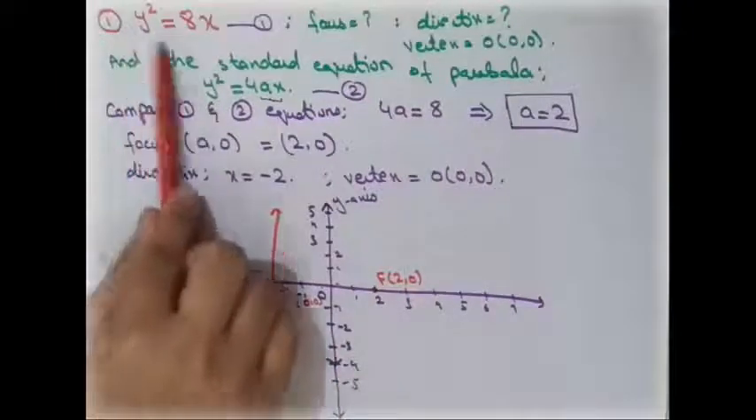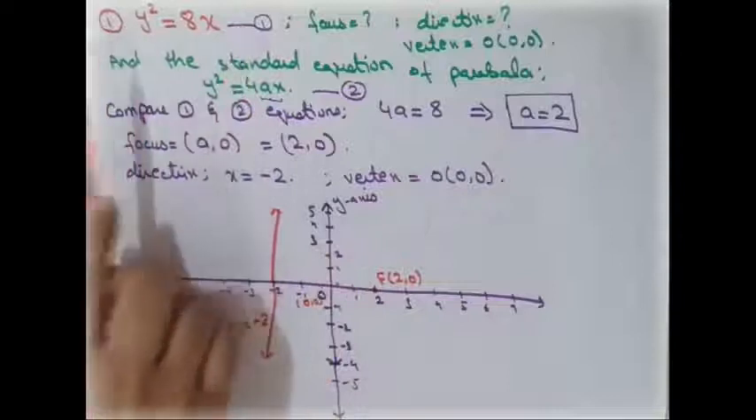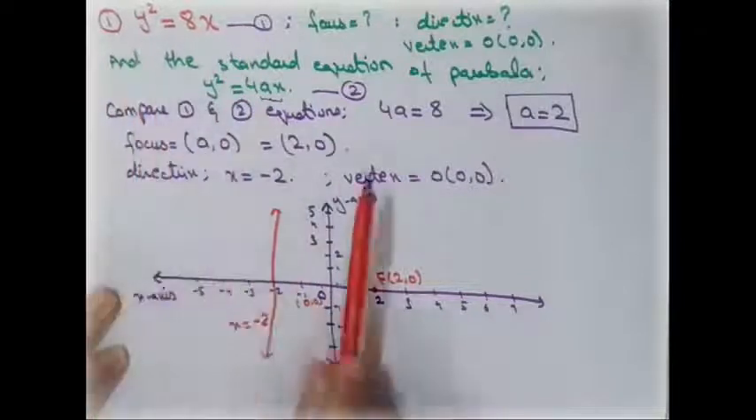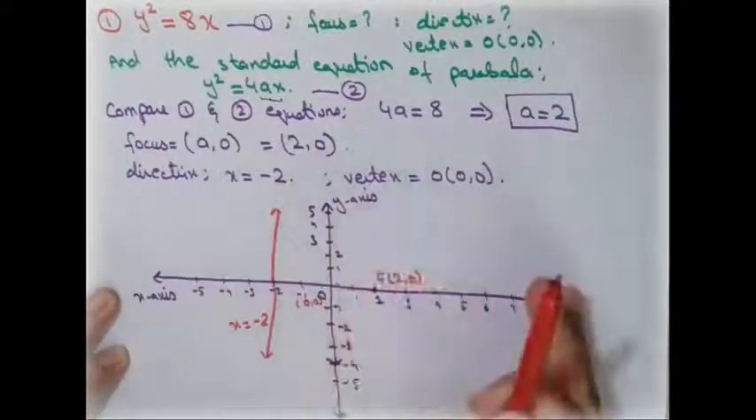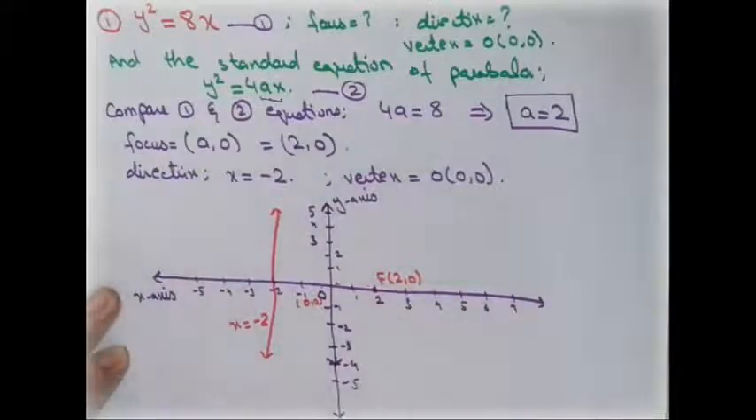As the given equation reveals, the parabola opens on our right side, since the value of a is positive.